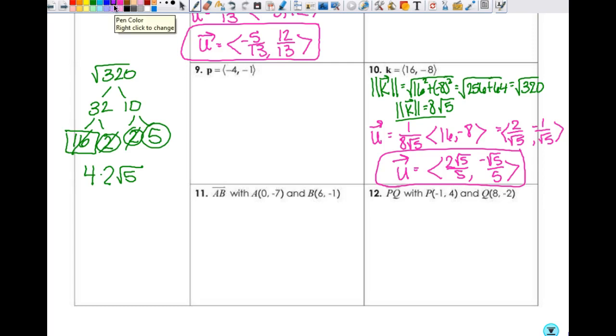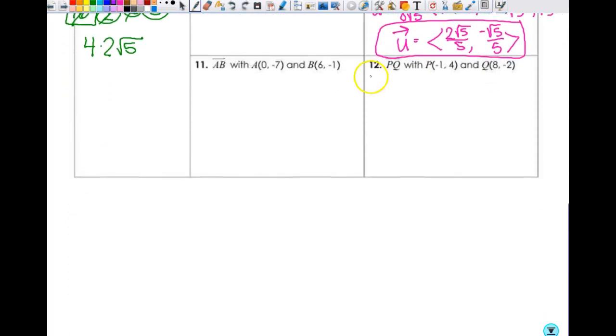Well, before I can find the magnitude, what do I need to do? Well, before I find the magnitude, I've got to find the vector. So I need the component form of the vector, right? So vector PQ, how do I find the component form? x2 minus x1, right? 8 minus a negative 1 is 9. Negative 2 minus 4 is negative 6. Then I can find the magnitude. Magnitude of PQ is equal to the square root of 9 squared plus negative 6 squared.